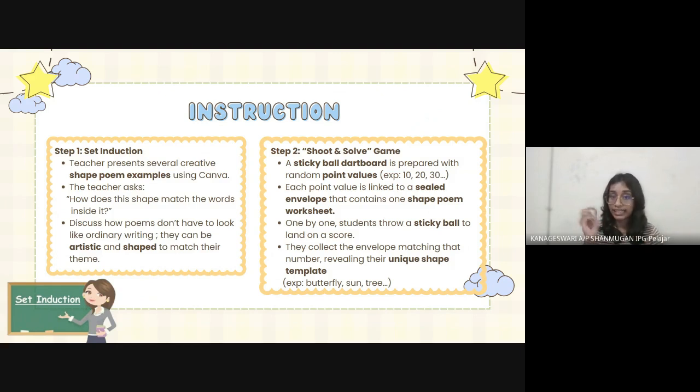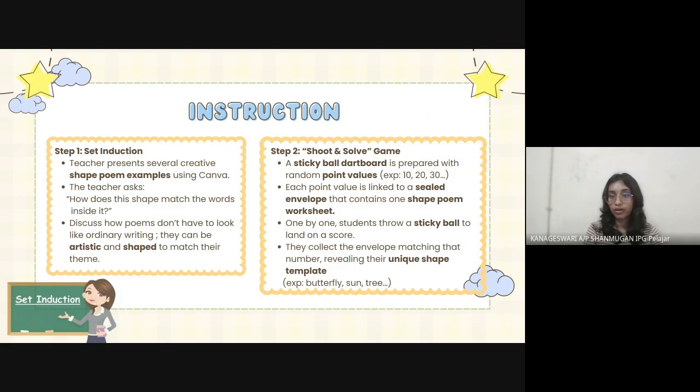And wherever the dart lands, that's the shape they will work with for their poem. And once they land and get their own shape, as a teacher, you must guide them to think about the emotion or feeling associated with that shape. For example, let's say if they land on a heart shape, they might write a poem about love or affection.